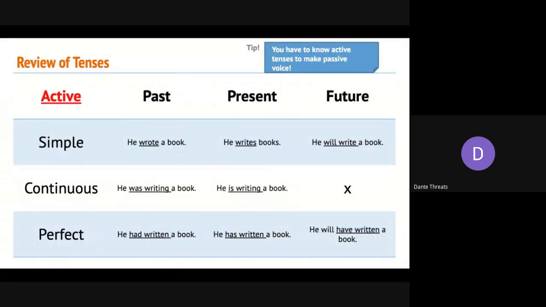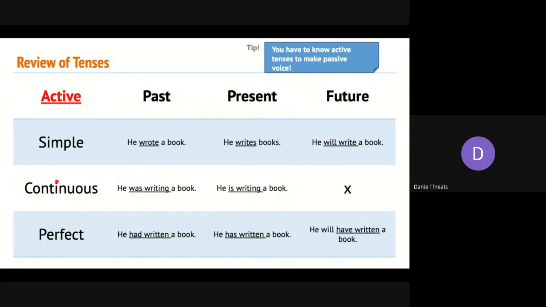All right, so here we're just going to do a simple review of the tenses in their active form. Note here, you have to know active tenses to make passive voice. All right. So here we have the simple past, present, and the future, right? So here, he wrote a book. He writes books. He will write a book. All right. You all know these, yeah?